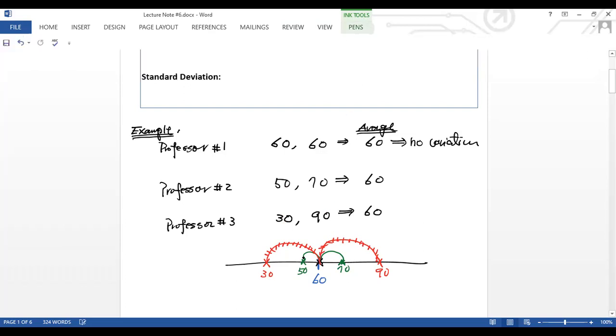But for professor number two, the variation inside the data set is right here. So this is their variation. It's not that big, right? There are some variations, but not that big.